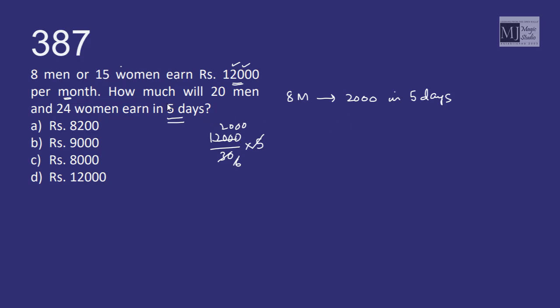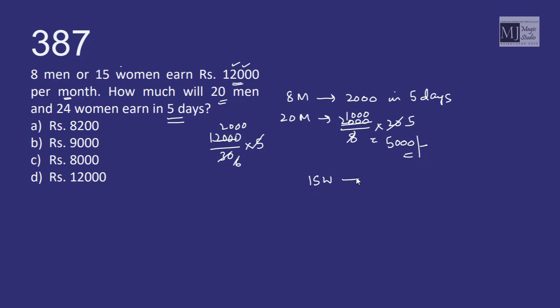So it's a simple unitary method. How much will 20 men earn? 20 men will earn 2,000 by 8 into 20. 4 times 5, 4 times 2, 2 times 1,000, that is 5,000. So earning of 20 men in 5 days would be rupees 5,000.